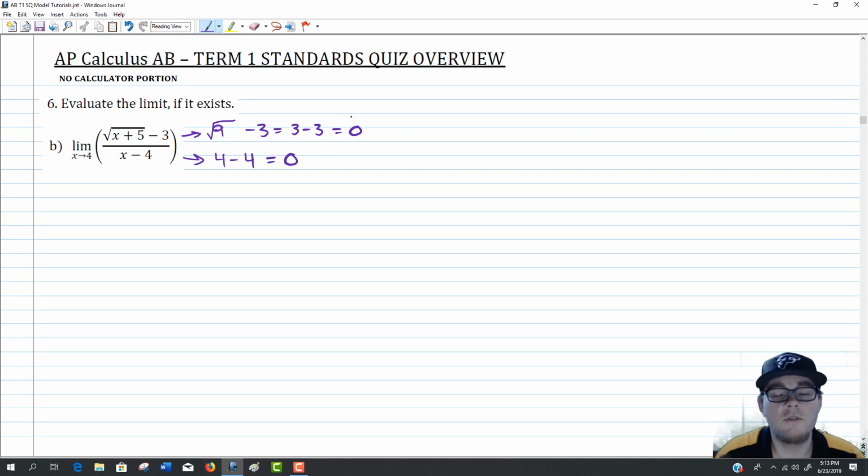Once again, we have a ratio of 0 over 0 in the limit, which means we need to do some algebra to trim the quills and simplify this guy a little bit. So for this one, because of that square root up there, we're going to use the second technique, which is called rationalizing.